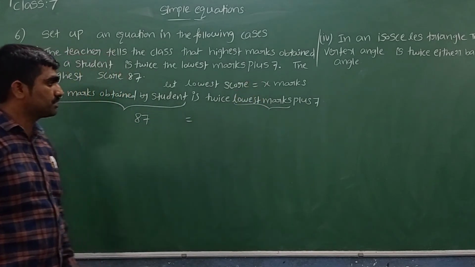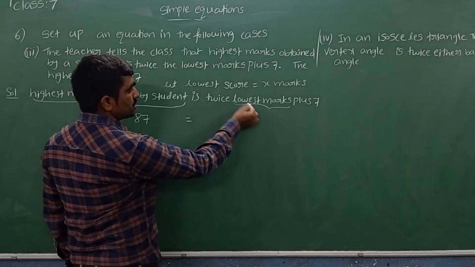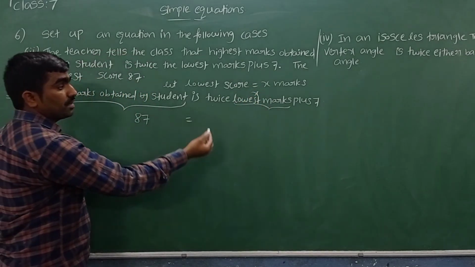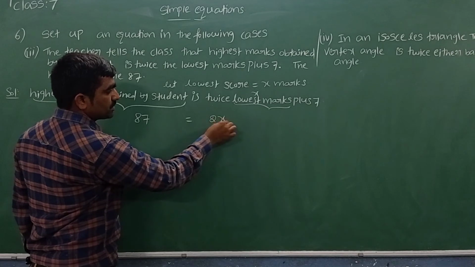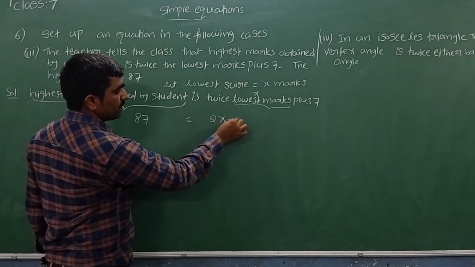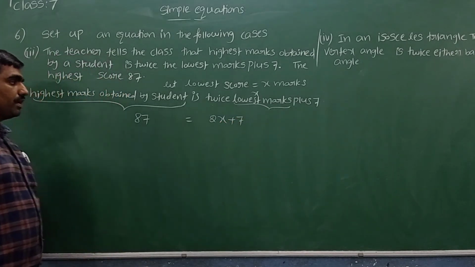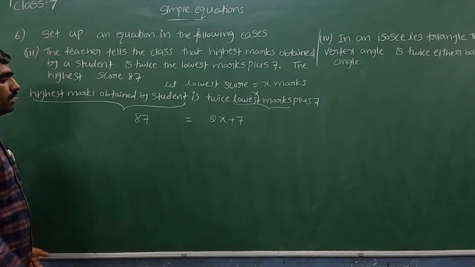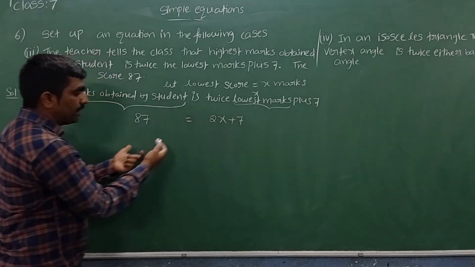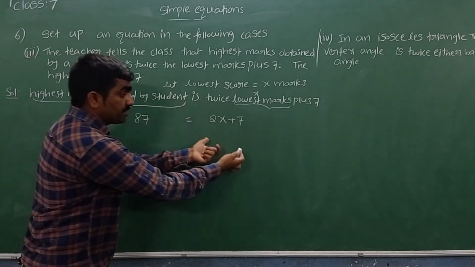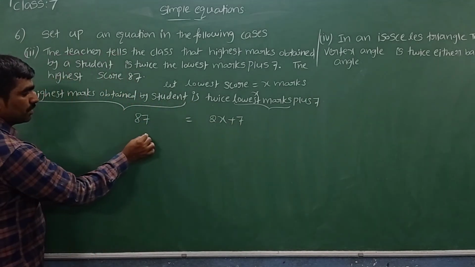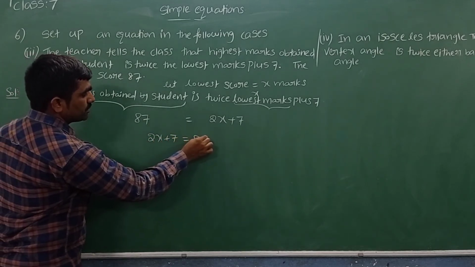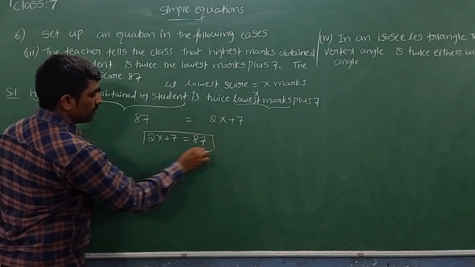I mean alphabets. Now we write here lowest mark, I am taking x here. Twice x, 2 times of x. We can write 2 into x, or 2x plus 7. That is the way we can write an equation. Still, do you want the standard form? Yes. LHS we will keep as RHS and RHS we will keep as LHS. There is no change by doing such things. 2x plus 7 is equal to 87. So that is the equation.